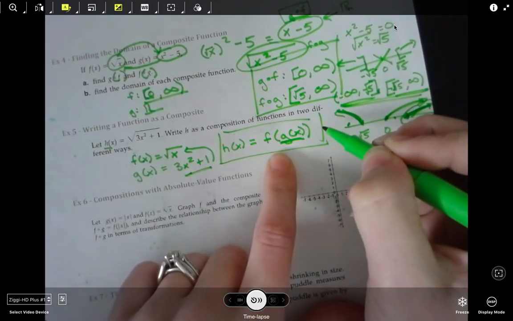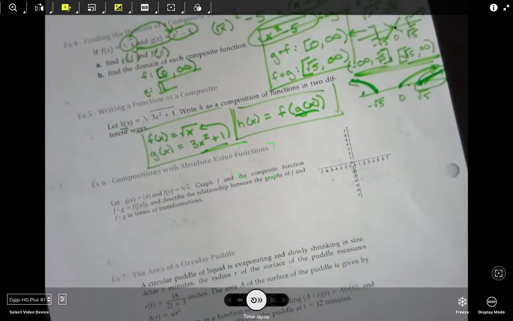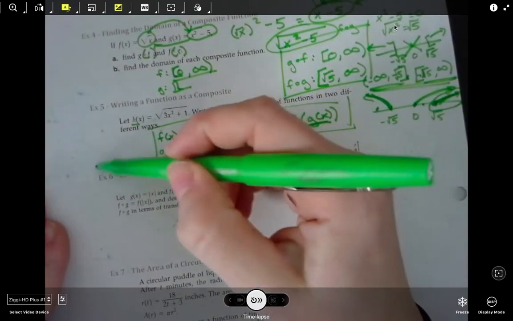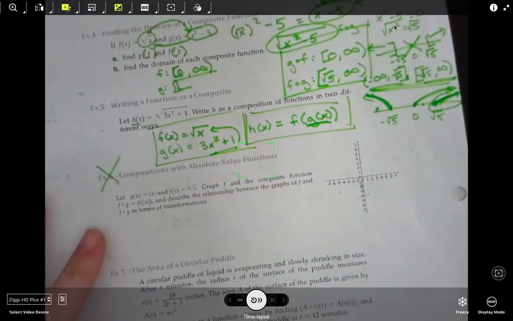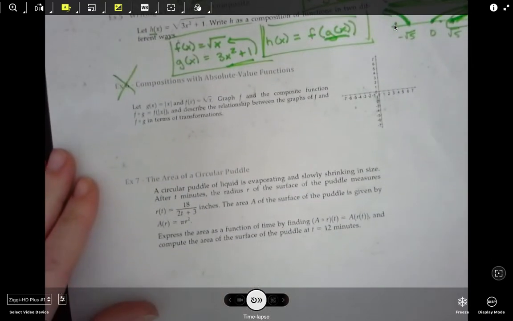So this, with these two functions defined that way, is a way of writing this function in pieces, basically. All right. I'm going to skip this problem because it's kind of similar to what we've been doing already. So absolute value square root, we're not going to worry about that too much.